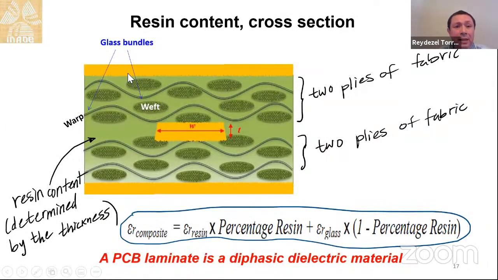Here we can see a sketch of the cross-section of a PCB where we can see the copper layers. This can be a ground plane or a power plane, and this is also a power or ground plane, and I have an embedded interconnect here. And I can see here the fabric, the glass fiber. We can see that the material is not homogeneous. So when a signal propagates into the structure, it will be interacting with the effective properties of this composite material. The permittivity and loss experienced by this signal will be the result of the combined properties of these two materials, the resin and the fiberglass.